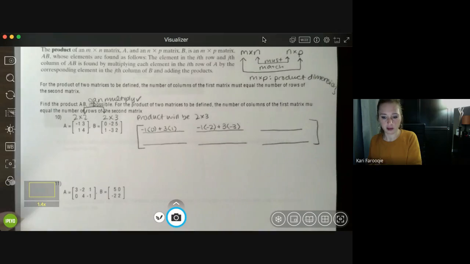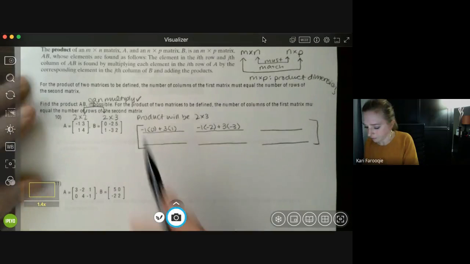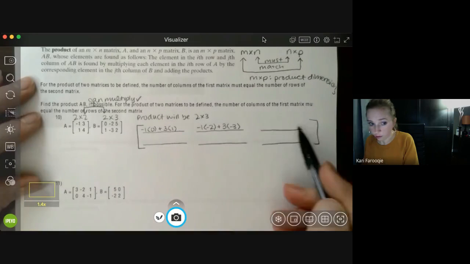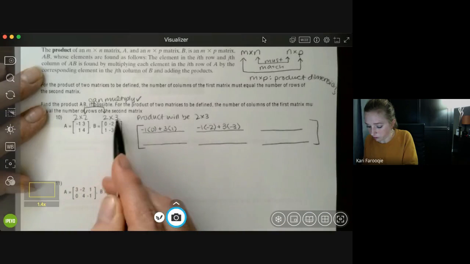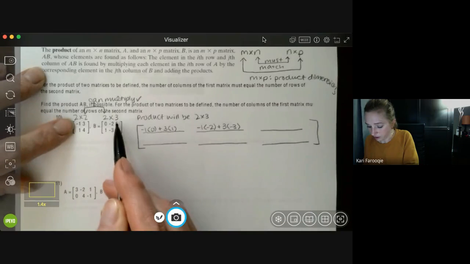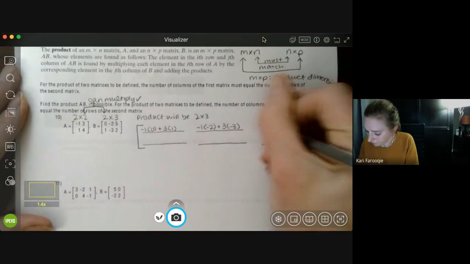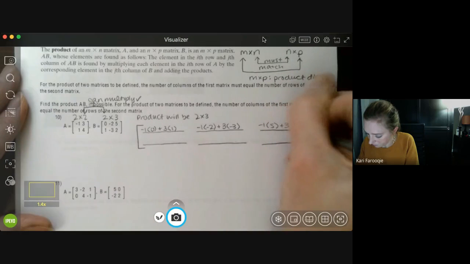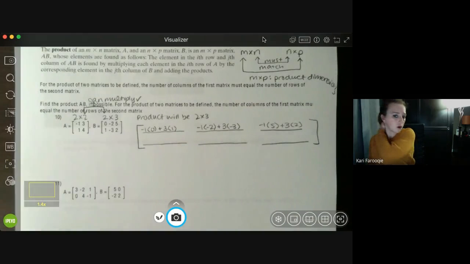And once you get the hang of this, you won't have to put as much thought into it. For the first row, third column, you're doing first row, third column. -1 times 5 plus 3 times 2. Questions so far? Okay.